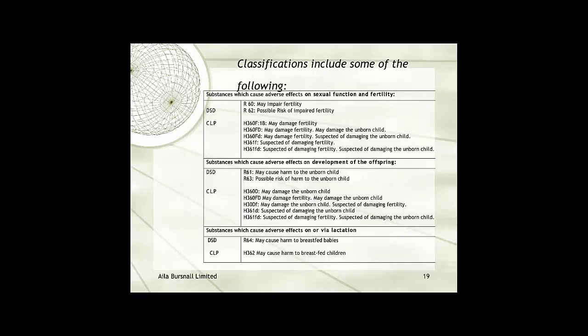So you've got R60 and R62 for fertility, R61 harm to the unborn child, and R63, and then R64 harm to breastfed babies, and the list of the CLP. So this is all part of your general risk assessments and looking at the different information that you will already have available and the controls in place for these.